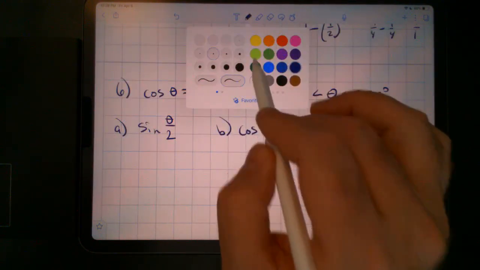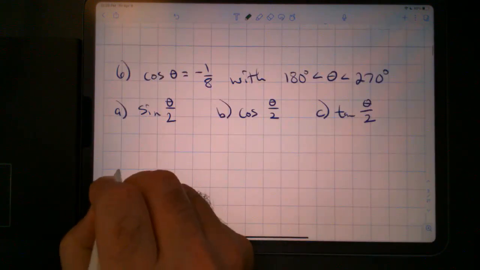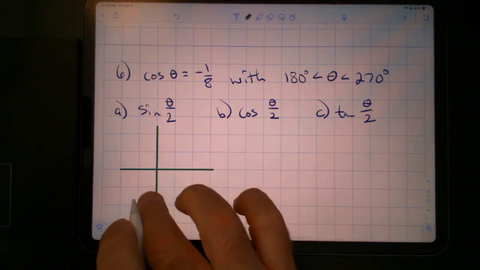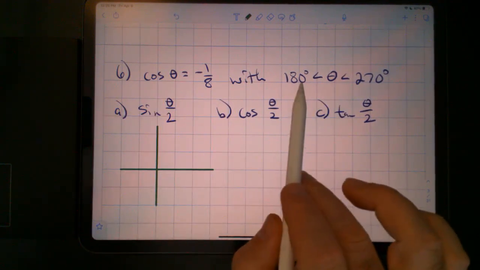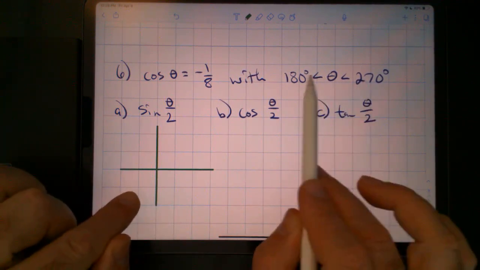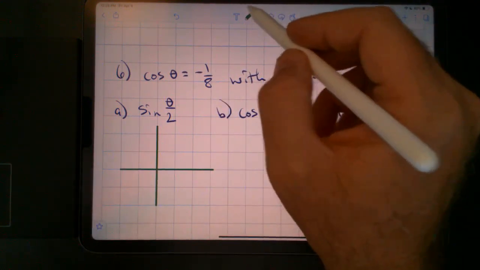Here we'll draw a sketch. So we are in quadrant 3. Cosine is negative 1 over 8.